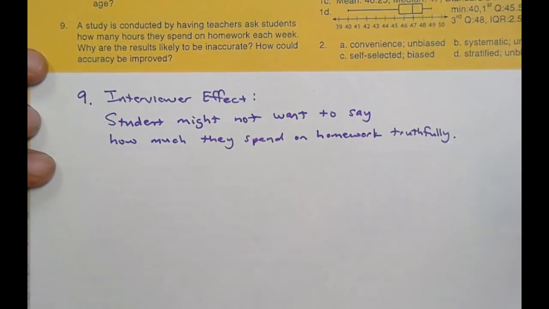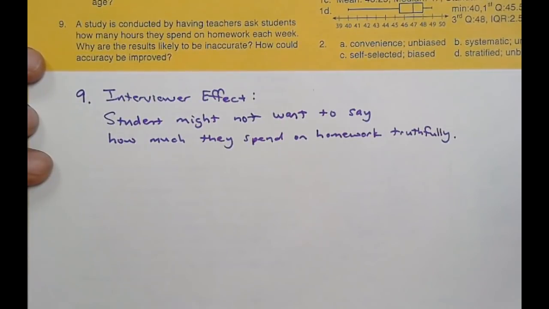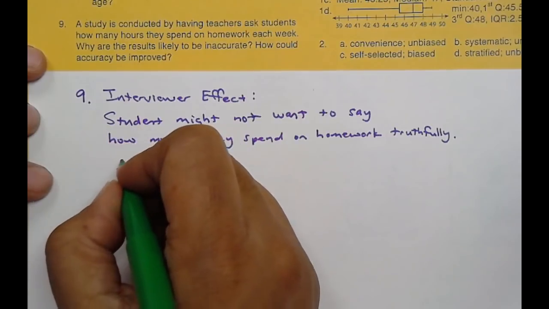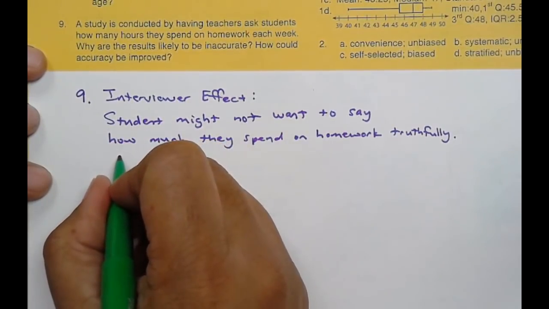All right. And then how could accuracy be improved? Well, there's actually multiple ways you could do this. You could have the students answer anonymously by putting on a paper, passing it up, doing maybe a Google form where your name's not attached to it. So I would probably say something that would help this be more accurate is by doing some sort of anonymous survey.